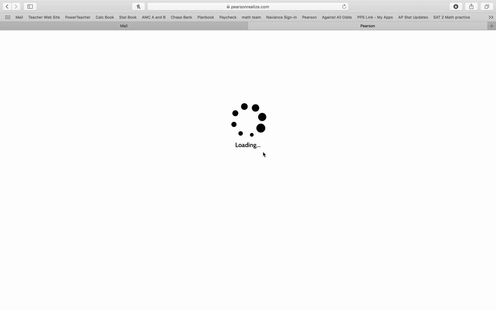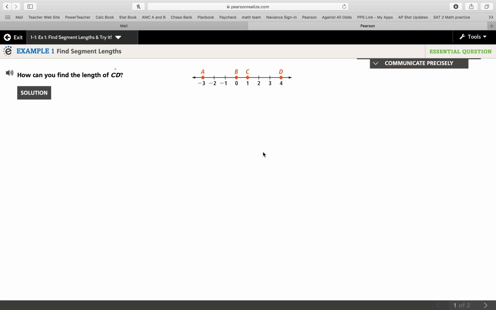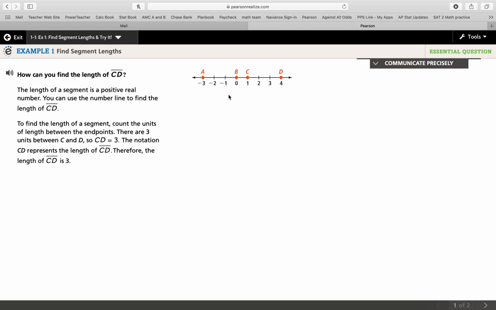All right. So we're going to be talking about how to find the length of a segment. This may seem very intuitive, but if we're looking at essentially a number line, and we have points on our line, A, B, C, and D, and we want to find the length of CD. So if I'm physically looking at the number line, I can go ahead and just count 1, 2, 3. Okay, so the length of CD is 3.